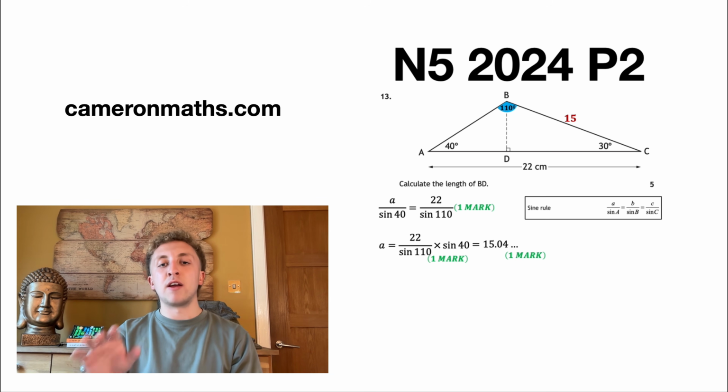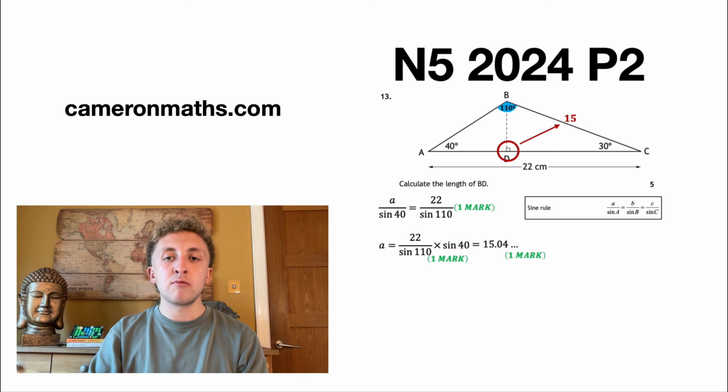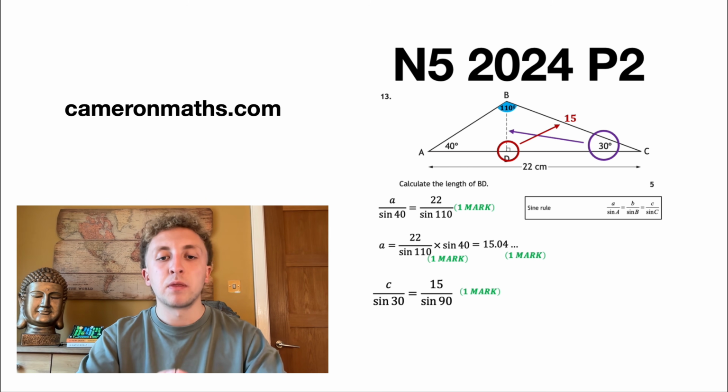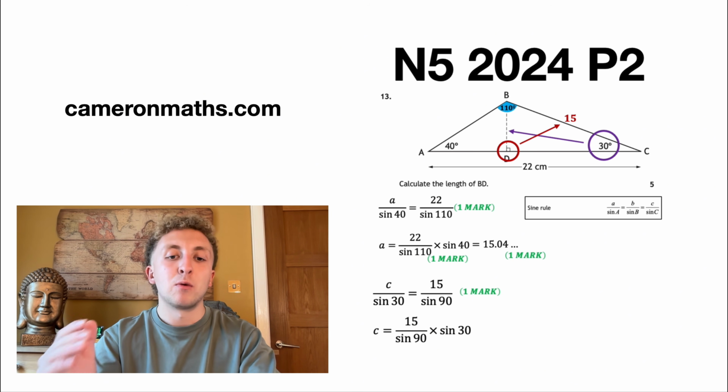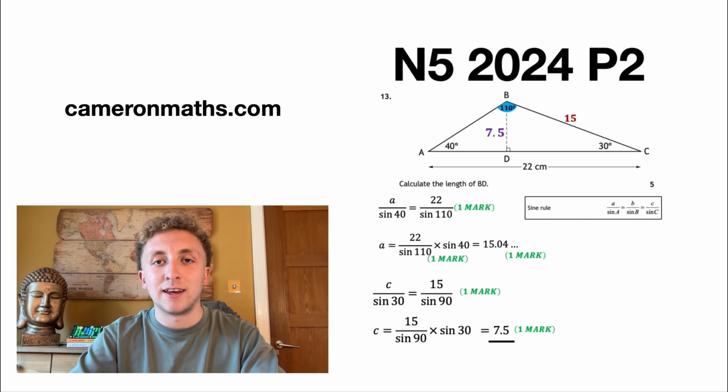Then if we look at the right angle triangle just on the right, we can do sine rule again using the 15 and the 90 degrees across from it, and then a 30 degree angle to find the dotted line. So we'll say that c, the dotted line, over sine of 30 is equal to 15 over sine of 90, and then times both sides by sine of 30 to get that the dotted line is equal to 15 over the sine of 90 times sine of 30, which comes to 7.5 centimetres in the calculator.